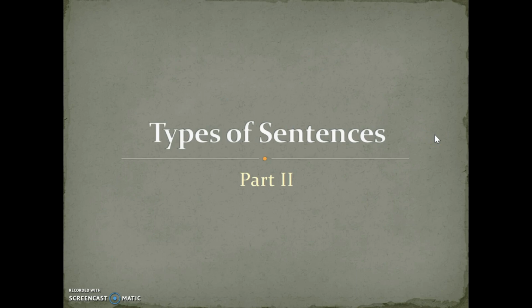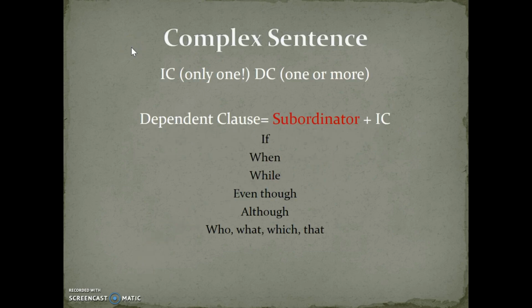In part 2, we will talk about complex and compound complex sentences. In order to make a complex sentence, you will need only one IC, one independent clause, and one or more dependent clauses, DC. What is a dependent clause?